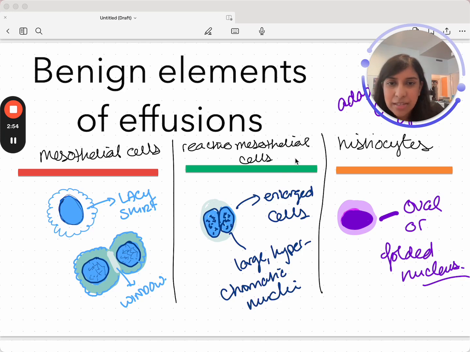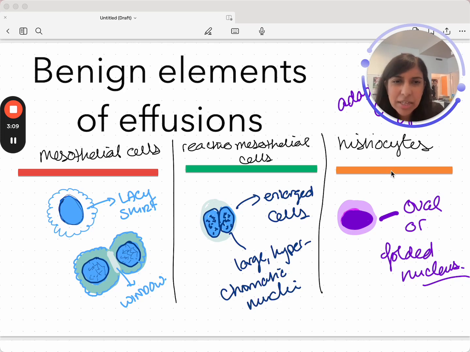You can also have reactive mesothelial cells, which are a little more enlarged and have large hyperchromatic nuclei. Again, you have to be careful with these and not assume it's some sort of malignant process when it's just a reactive process.